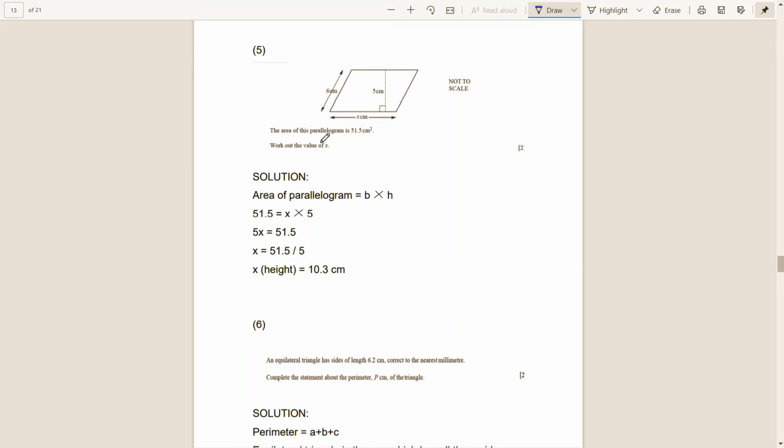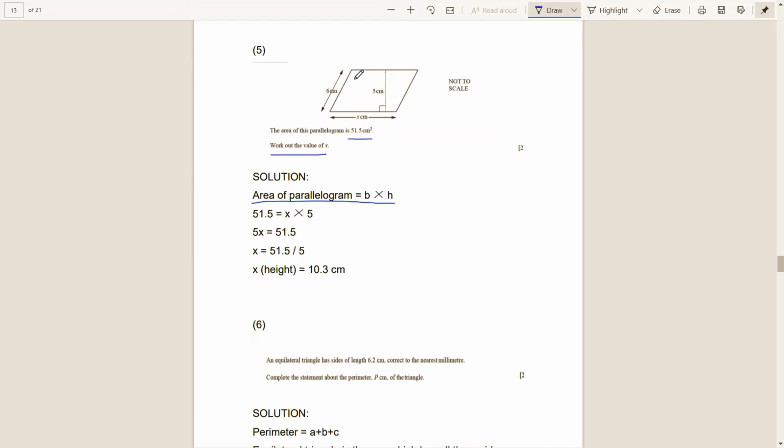The area of this parallelogram is 51.5 centimeters square. Work out the value of x. This is x. Now what's x here? Is it the base or not? Yes, it is. The area of parallelogram is base into height. This base, this perpendicular height, we have the height.